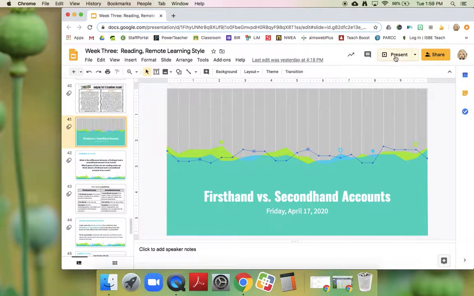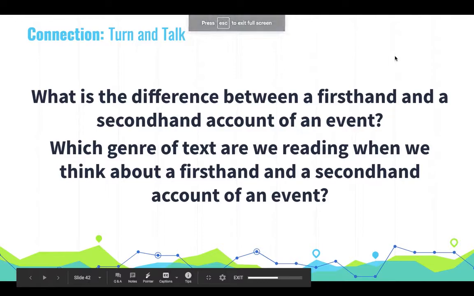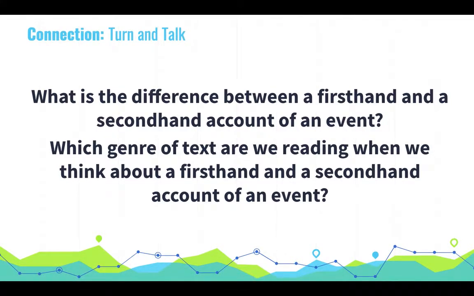Continue our learning about first-hand versus second-hand accounts. Turn and talk. What is the difference between a first-hand and a second-hand account of an event? Which genre of text are we reading when we think about a first-hand and a second-hand account of event? Pause this video and talk to somebody near you about the answer.